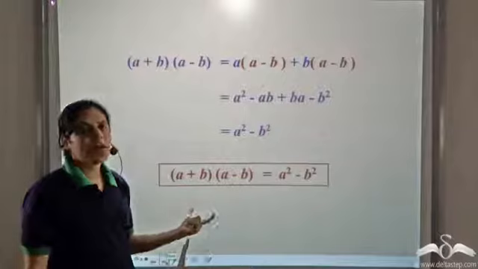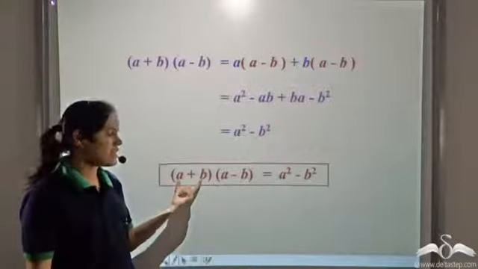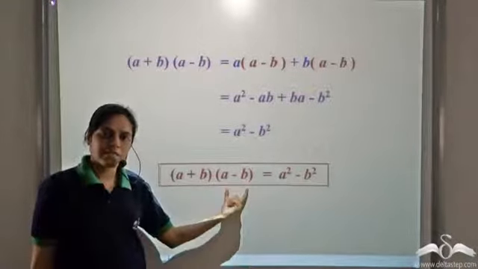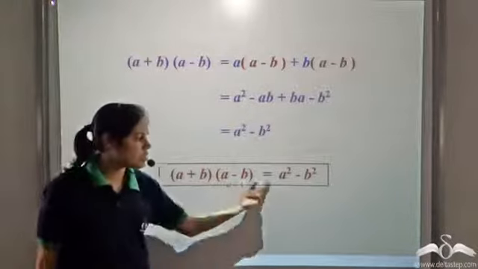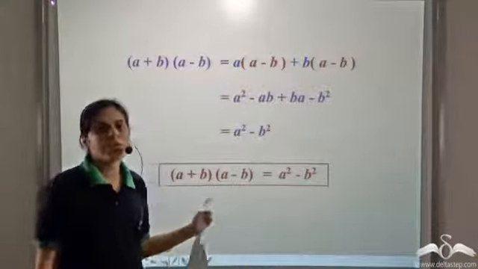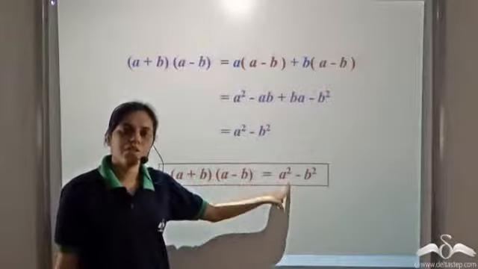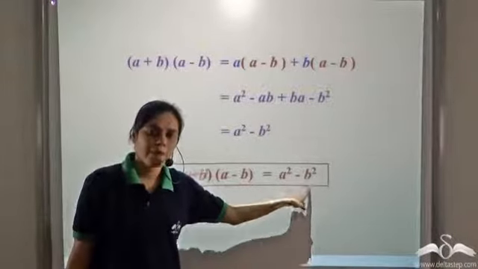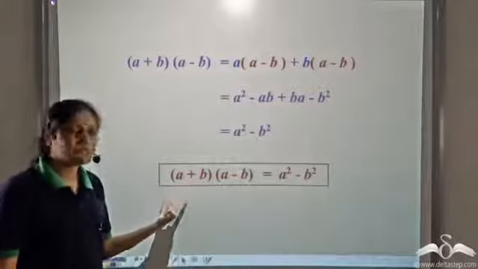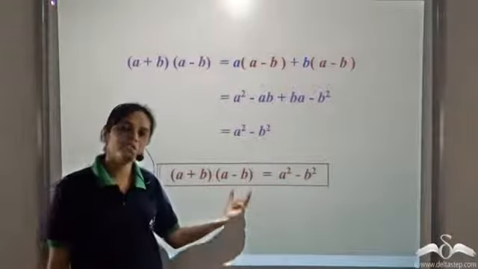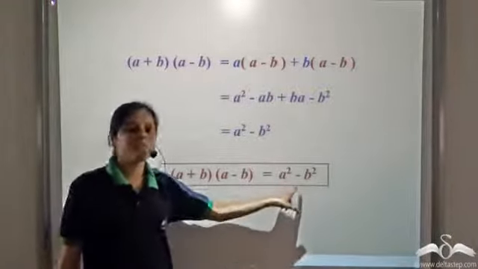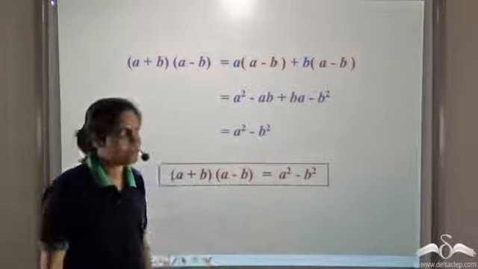So whenever we have an expression in the form of A plus B and A minus B, we can use A square minus B square in place of that expression. If we have an expression in the form of A square minus B square, we can substitute A plus B into A minus B in place of A square minus B square.